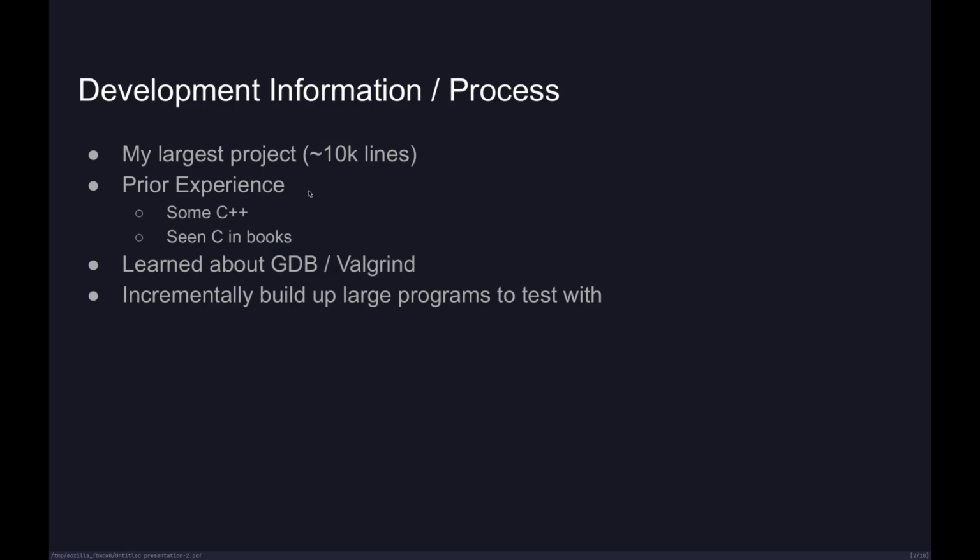For my prior experience, I've been programming for maybe 3 to 4 years. Most of that has been in other languages, but I've written around 2,000 lines of very C-like C++. And for C, I'd only seen it in books, where I'd glossed over malloc calls and not learned much about C. So over the course of this project, I definitely learned a lot about C. And I also got to learn a lot about GDB and Valgrind, which were two tools that I used while I was developing my project.